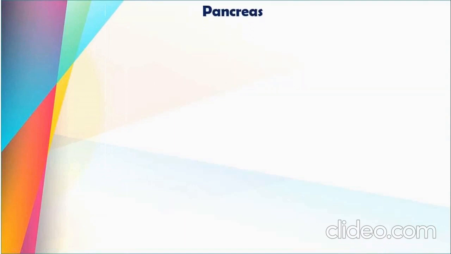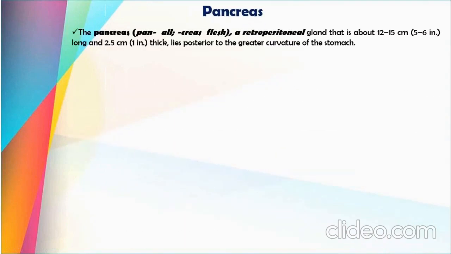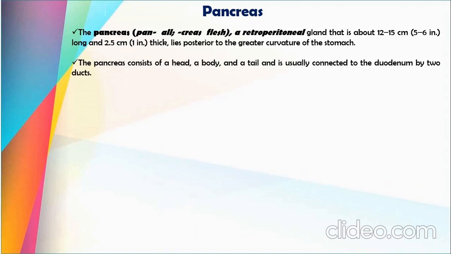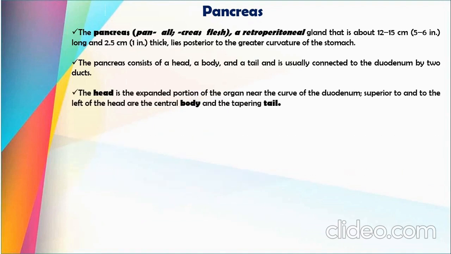Next one is the pancreas. The pancreas, a retroperitoneal gland that is about 12 to 15 cm long and 2.5 cm thick, lies posterior to the greater curvature of the stomach. The pancreas consists of a head, body and tail and is usually connected to the duodenum by two ducts. The head is the expanded portion of the organ near the curve of the duodenum. Superior to and to the left of the head are the central body and the tapering tail.